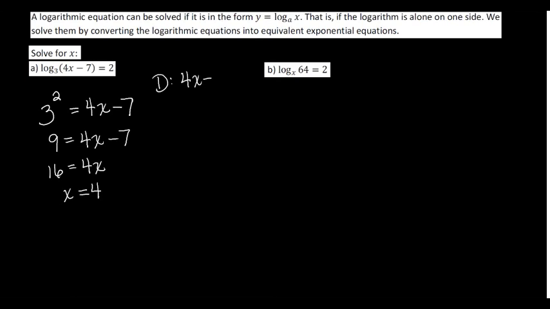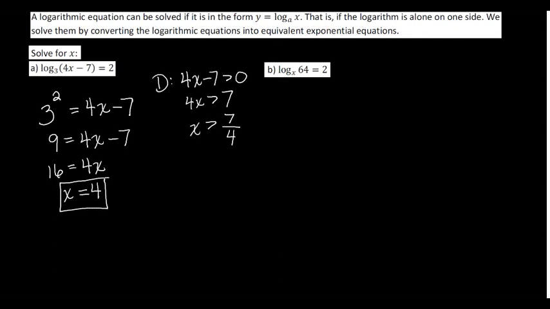But in this case, we do need to check our solutions with the domain. So we'll set 4x minus 7 greater than 0. Add the 7 to both sides and divide by 4. So x has to be greater than 7/4. And 4 is greater than 7/4, so x equals 4 is our solution.